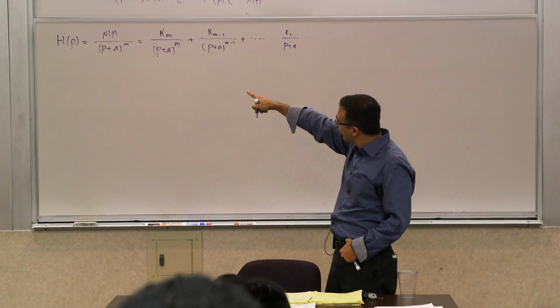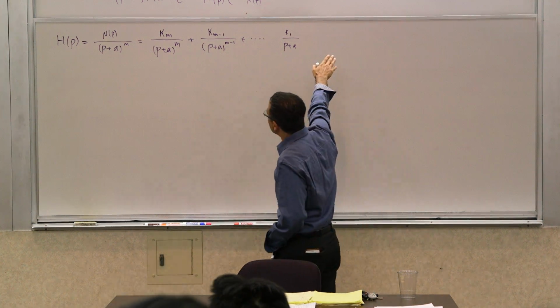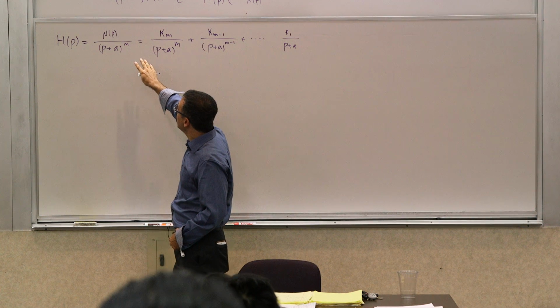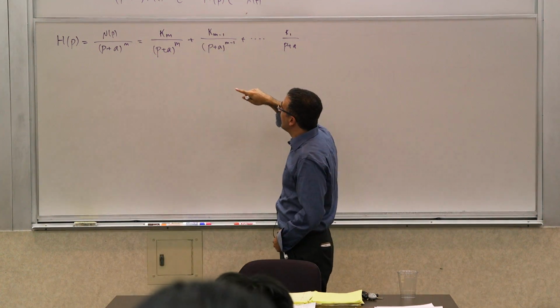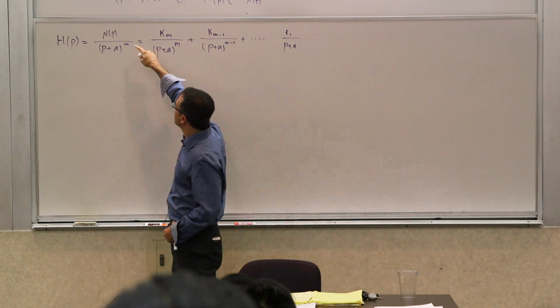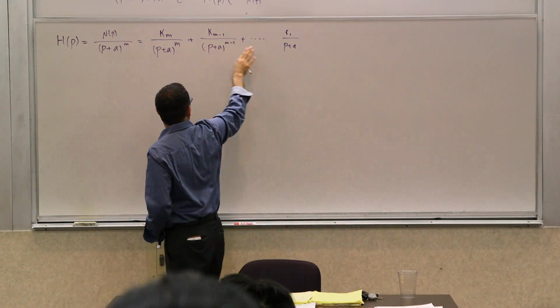Now, if it was in that form, then that would end essentially here. If it weren't in that form, in the more general case, if n of p is a proper fraction, then it will end there.